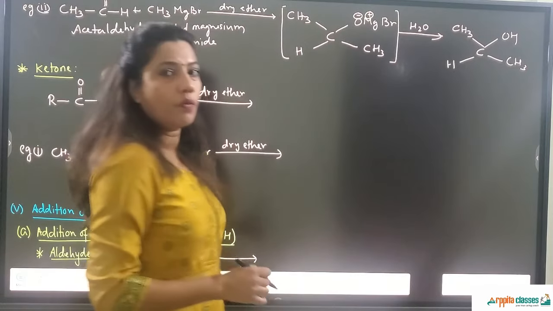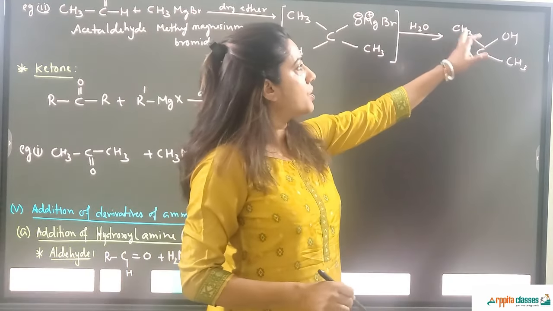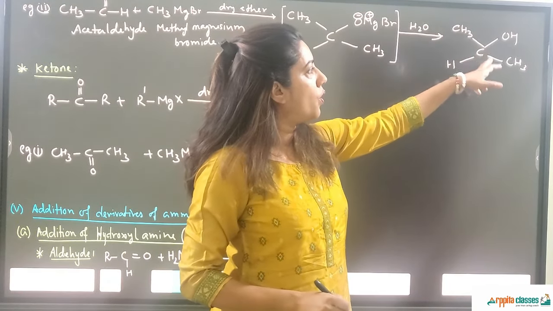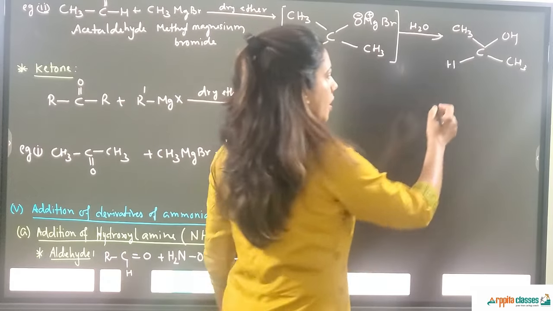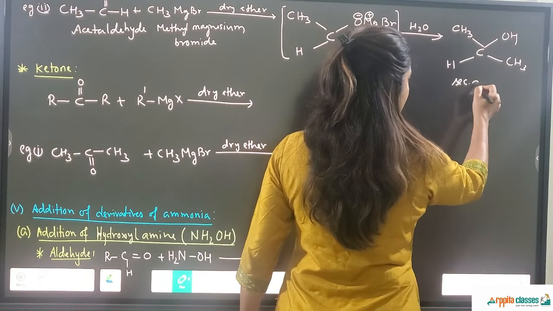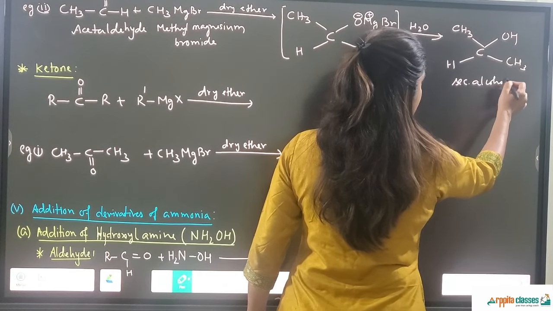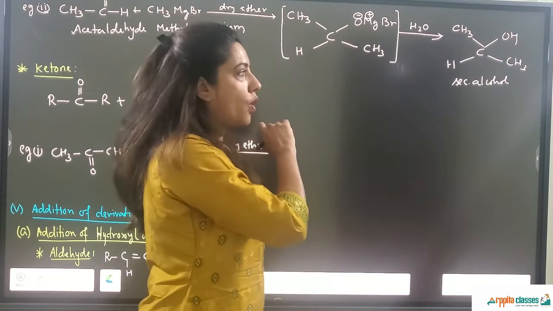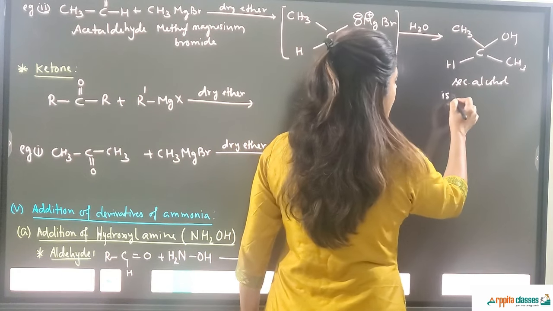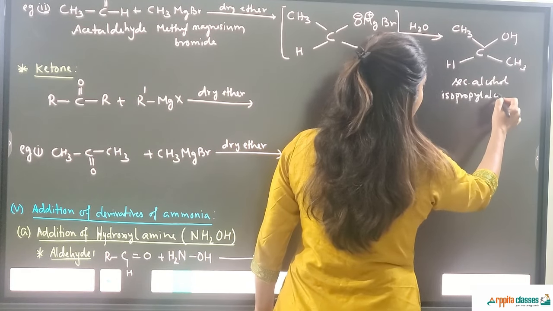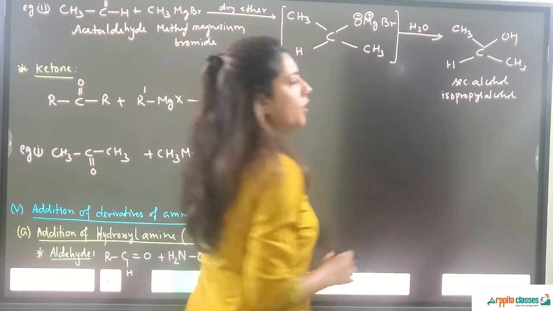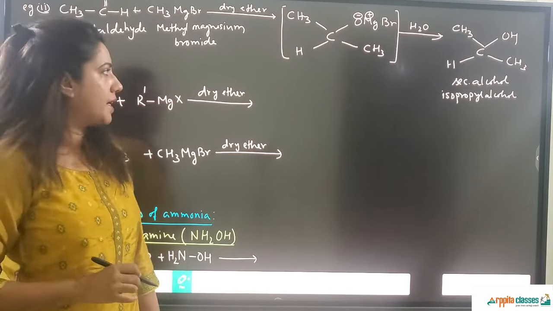See your conclusion. What did you get? It is (CH3)2CHOH. CHOH means it's a secondary alcohol. So you get a secondary alcohol here. It is called isopropyl alcohol. It's a secondary alcohol, and what's the name? It is isopropyl alcohol, or you can call it propan-2-ol. That is the IUPAC name.